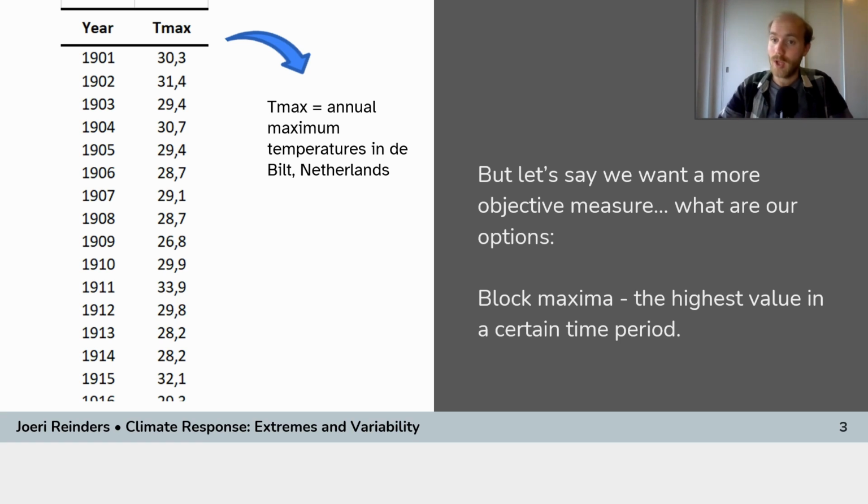Every year, every block of time, we pick the most extreme temperature that we find. A block can be anything. It could be a day, so you could take the most extreme day, or a season, or a decade, whatever systematic set of time you use. In this case, again, we took the most extreme temperature that we found in that year.